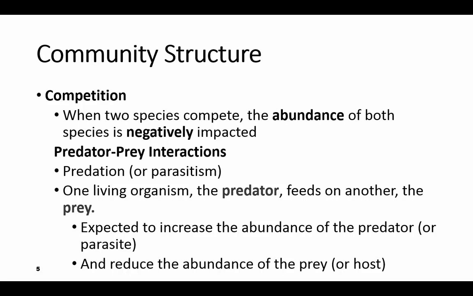First of all, what is competition? The two species are competing for the same resource, and so it's going to impact both of those species' numbers negatively. We've got predator-prey interactions, which would include predation as well as parasitism. One organism is going to eat the other. The predator eats the prey. So you're going to see an abundance in the number of predators or parasites, and it's going to reduce the numbers of the prey, which is the host organism.